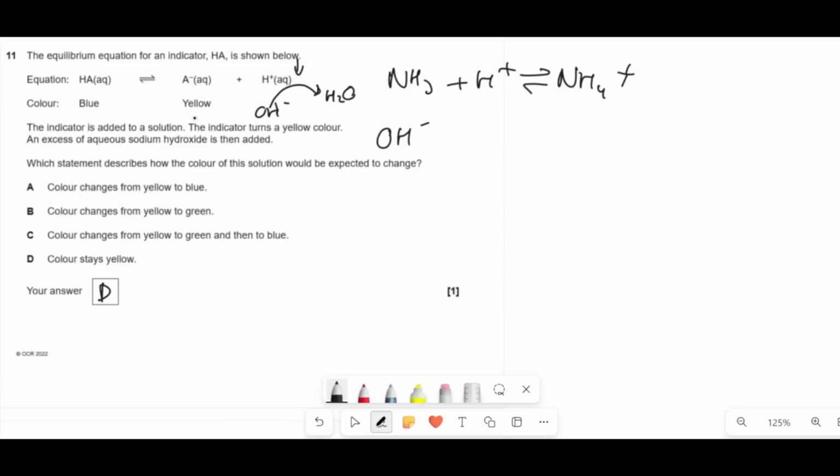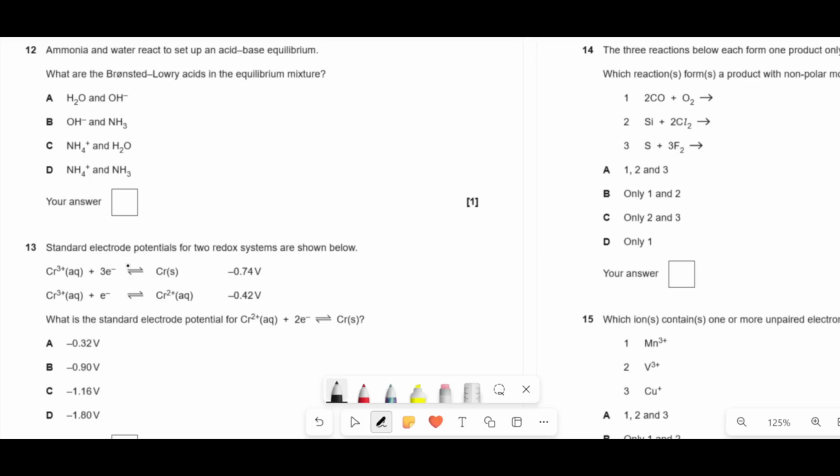It wouldn't be blue, because it means it's shifting that way. And the only way it would do that is if we had too much of either of these. So that one's out. It wouldn't change to green because that would be, again, shifting that way. So it'd have too much of that. And then it says color changes from yellow to green and then to blue. Well, if it went green, it means it would be this way and then this way. And again, it would only happen if we have too much of either of these. So it's not that one either. It's only D.